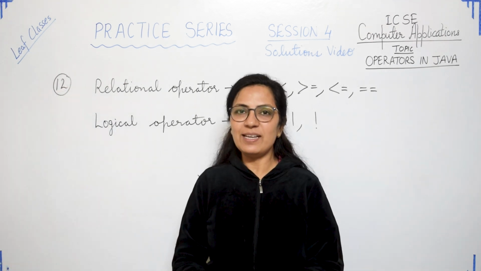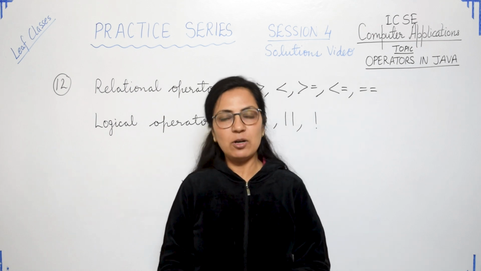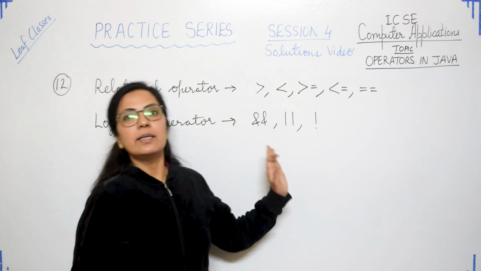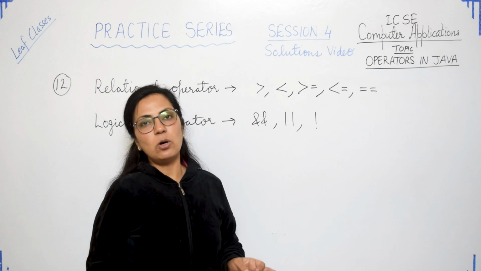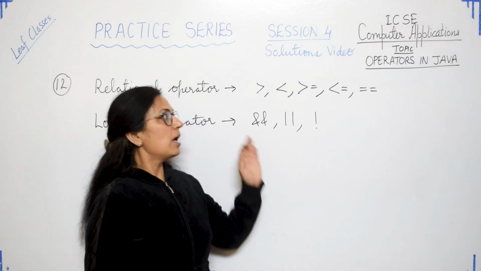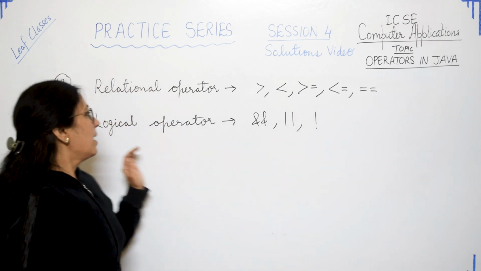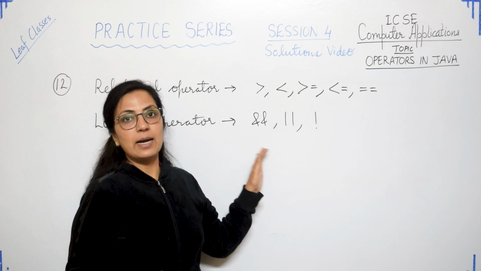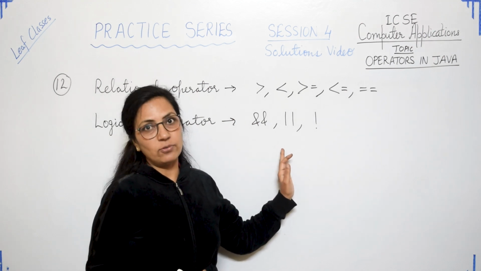Question number 12 is, give one example of relational operator and one example of logical operator. Here all of you know, less than, greater than, not equal to, equals to, less than or equal to, greater than or equal to, all these are the relational operators. You can just write one. Here I have written many, you can just write one. Then logical operators: and, or, and not. These three are the logical operators which are used in Java. You may write any one of these.